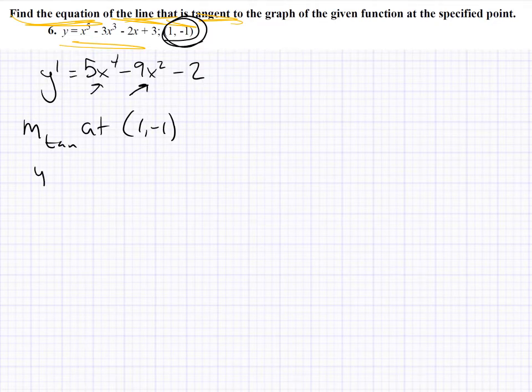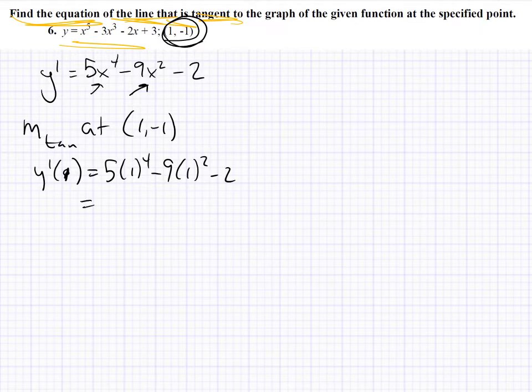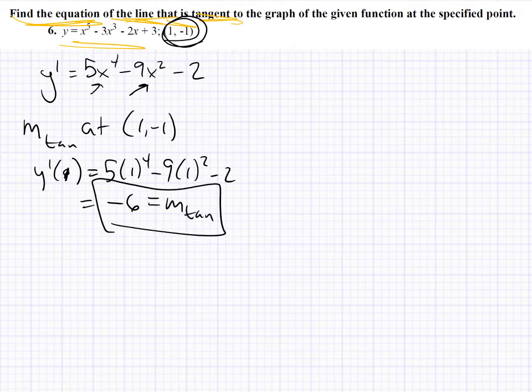So we're going to find y prime of 1, which would be 5 times 1 to the fourth minus 9 times 1 squared minus 2. So 5 minus 9 is negative 4. Negative 4 minus 2 would be negative 6. This right here is the slope of your tangent line. Now that's just the slope of the tangent line. We wanted to find the equation of the tangent line.